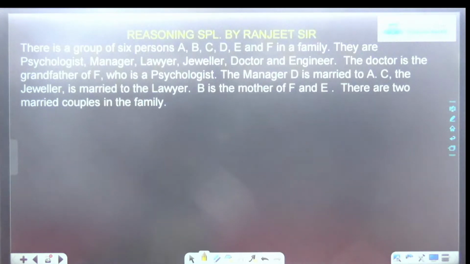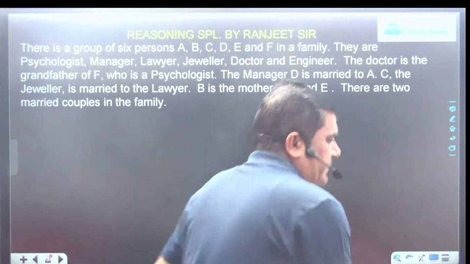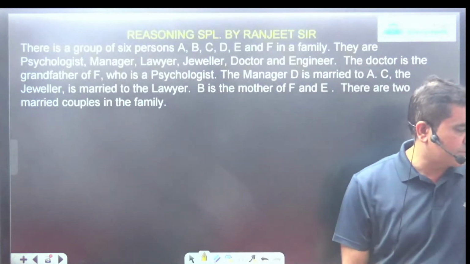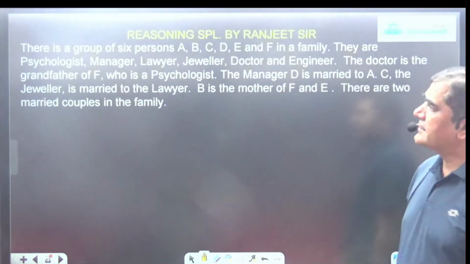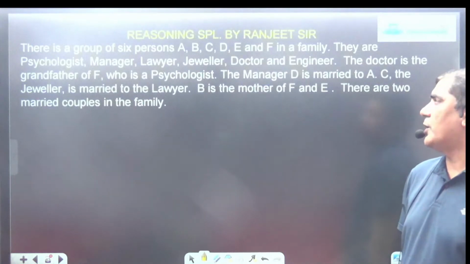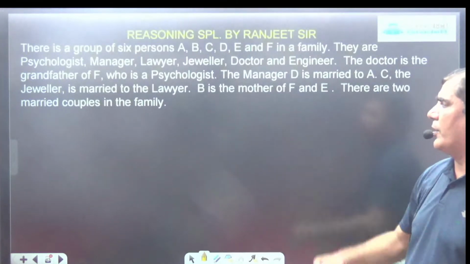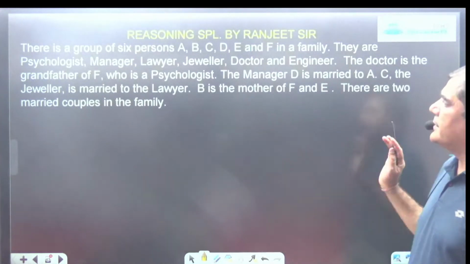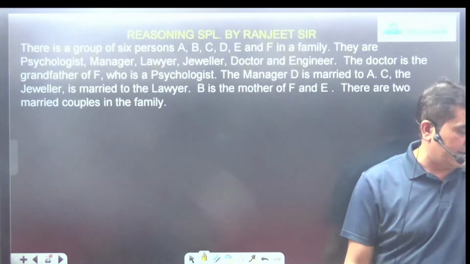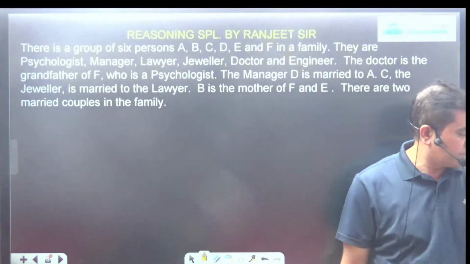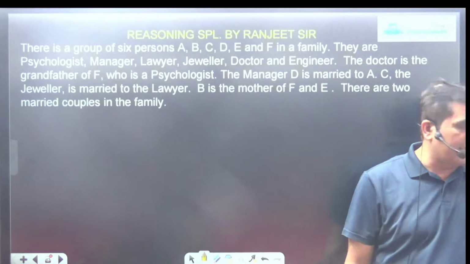See here they have given there is a group of 6 persons A, B, C, D, E, F in the family. They are psychologist, manager, lawyer, jeweler, doctor and engineer. So 6 persons with 6 professions they have given. Now here they are saying the doctor is the grandfather of F, who is a psychologist. The manager D is married to A. C, the jeweler, is married to the lawyer. B is the mother of F and E. There are 2 married couples in the family.